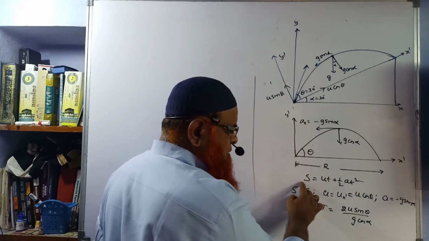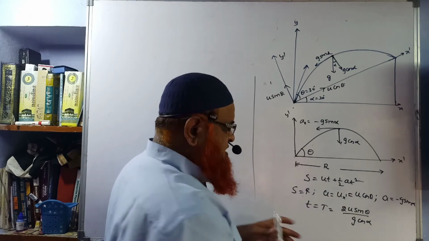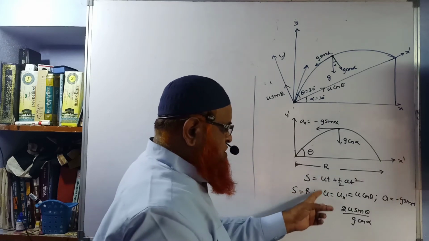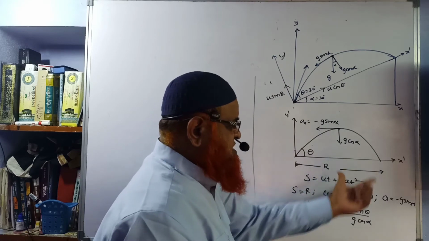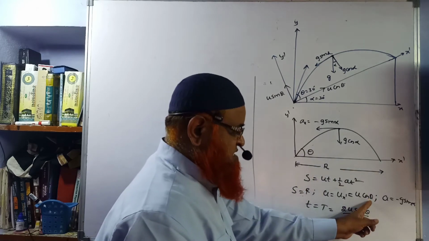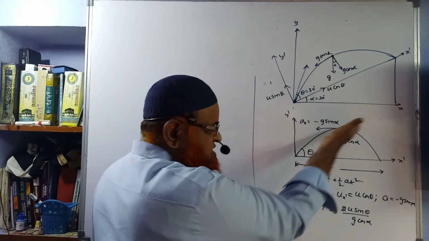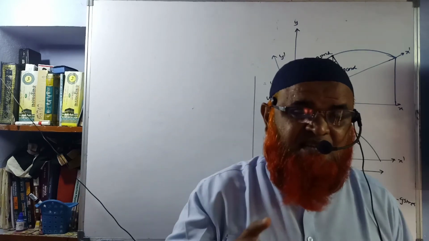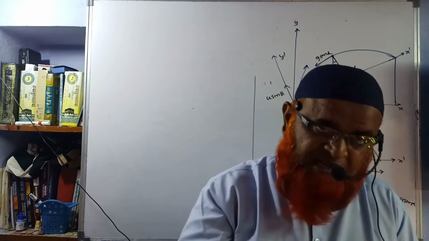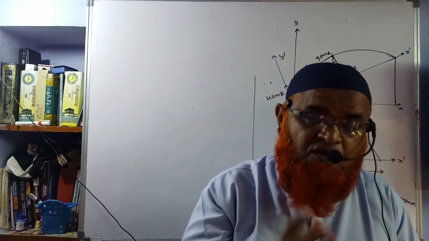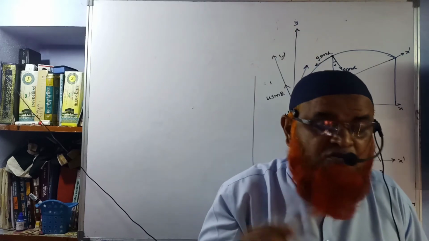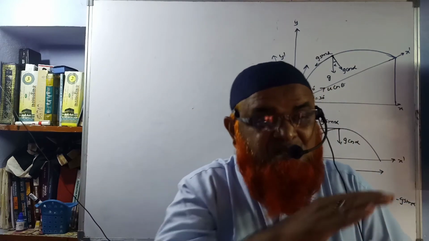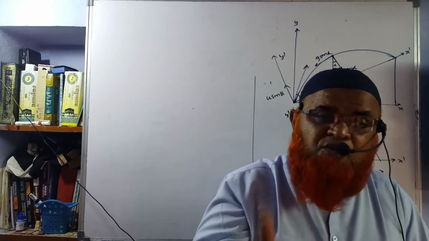So the same formula you're applying: s is equal to ut plus half at square. Displacement in this case is going to become range. U is going to become ux dash, that is u cos theta here. Range is considered along the x-axis, time of flight is considered along the y-axis, and height is also considered along the y-axis. But what about the range? Range is definitely considered along the x-axis. So how are you going to solve this?